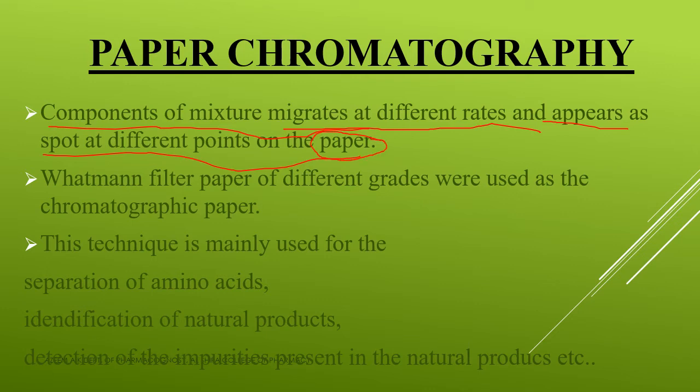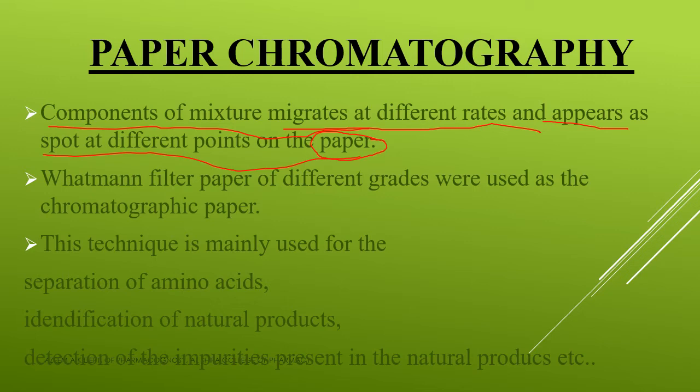We already said that the water inside the paper is the actual stationary phase. So then, when it is taken in the mobile phase, what will happen? The components of the mixture will be migrating at different rates, and then they will be appearing as spots at different points on the paper.